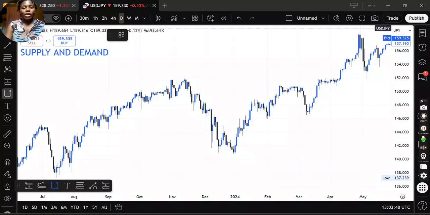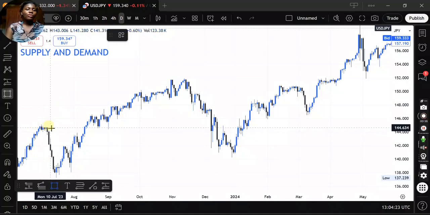On today's video I'll be talking about supply and demand. These are just concepts in the market that help you understand reversal zones and also where buyers and sellers are residing. Literally, supply and demand are just areas in the market that show strongly where the imbalance between buyers and sellers is. So we're going to be very practical about it.